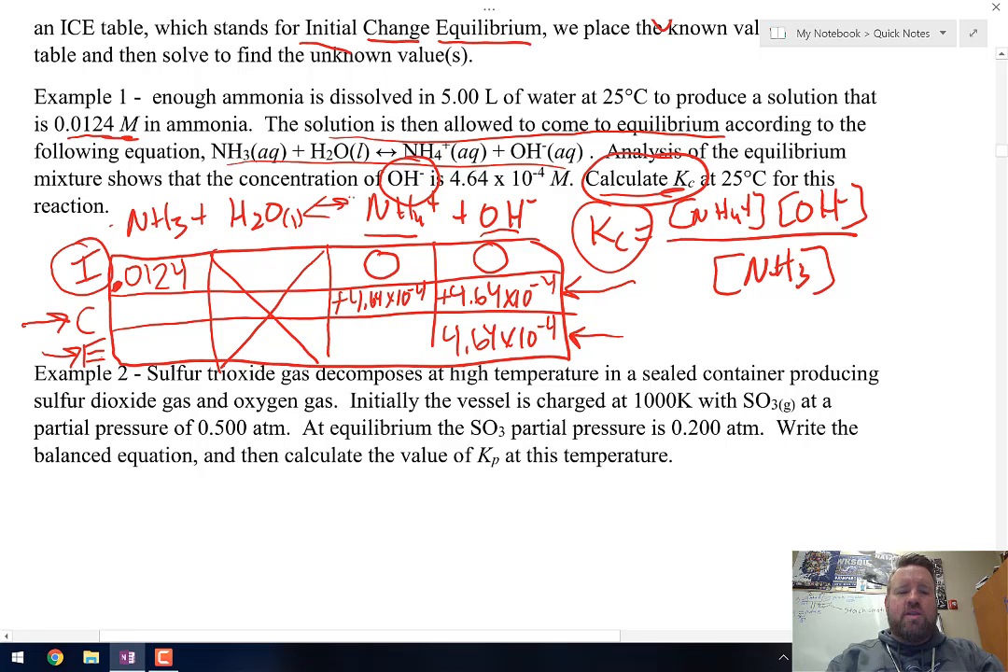What if there was a 2, for example, right there in front of the NH4 plus? Well, then that would be double. So I'd have to take 4.64 times 10 to the minus fourth, and I would double it. Okay, it's not there, so I'm going to get rid of that too.